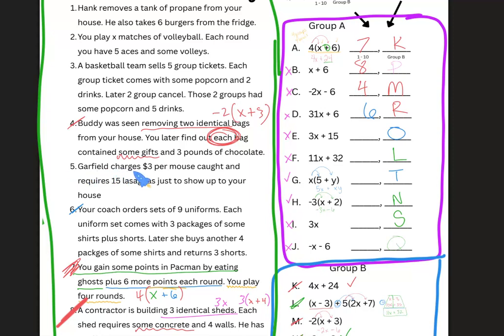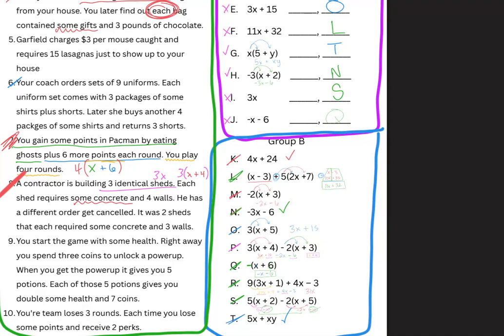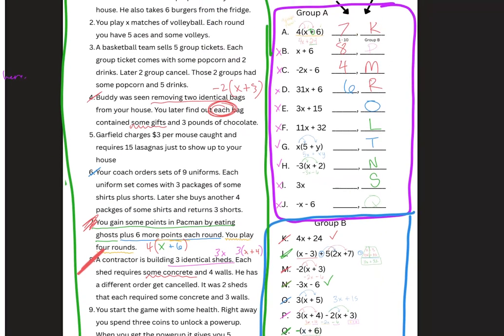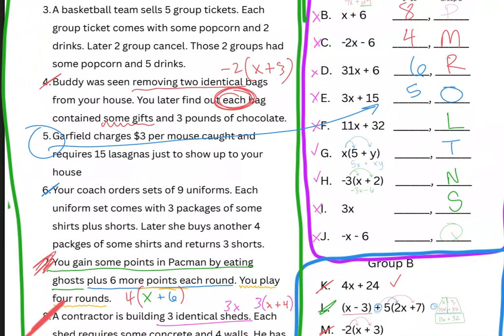Okay. Garfield charges 3. I'm with that because we had a 3 here. $3 per mouse caught and requires 15 lasagnas to show up to your house. So that's actually that right there. Let's see. If we were to go down to O, O is 3 groups, right? But hang on. It just so happens that this goes with E. And they didn't write it as 3 groups. They said, hey, listen, I've got 3 of those plus 15. So we're happy with that.